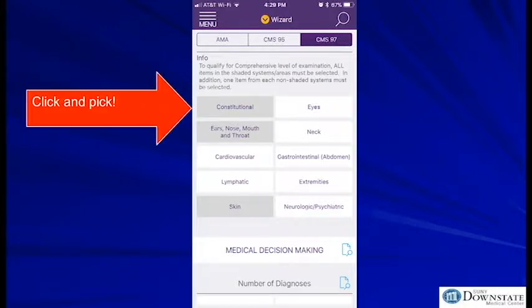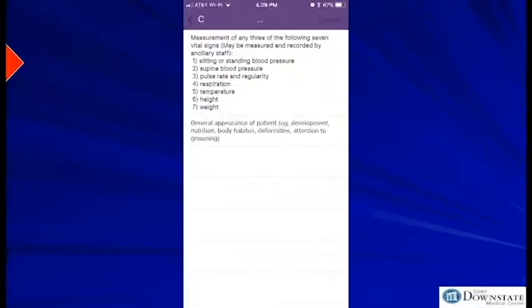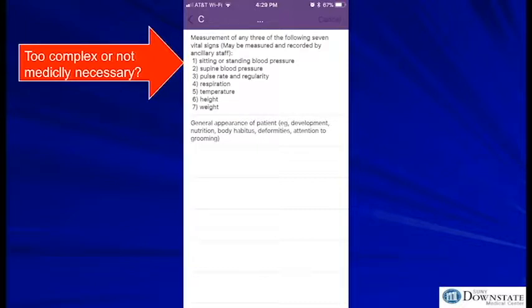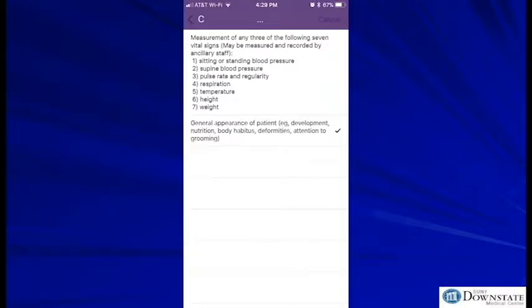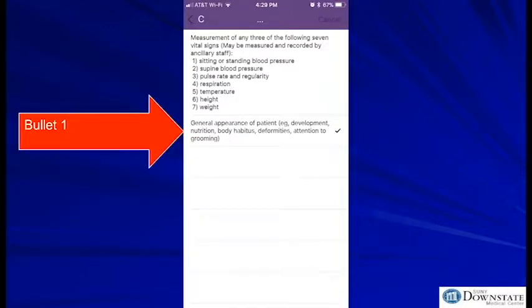Click and pick constitutional. Well, it may be too complex or not medically necessary to pick something such as all the vital signs, or at least three of the seven. We may decide not to do that, but general appearance, that's very reasonable. You know, does the patient seem to be with it? Well-nourished, well-developed, and no acute distress is the usual buzz sentence we use. That's legit, and that gives us our first bullet point.